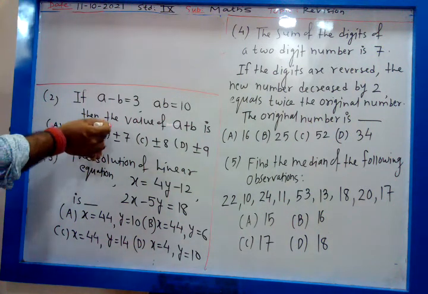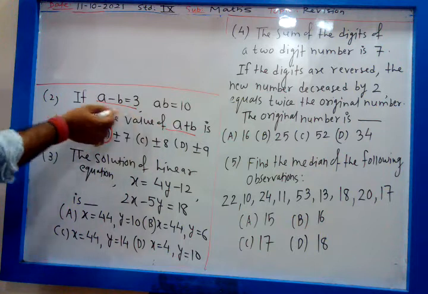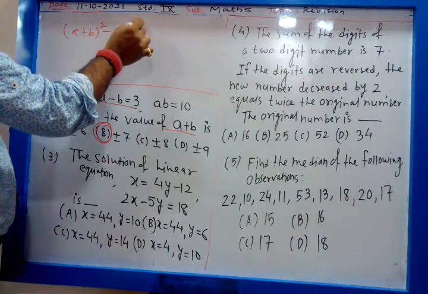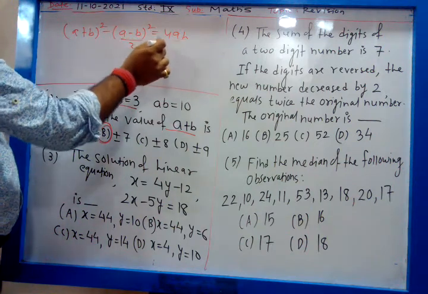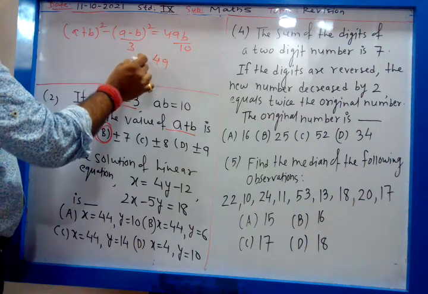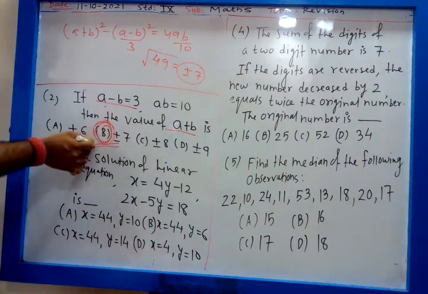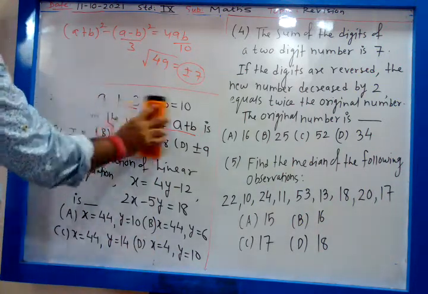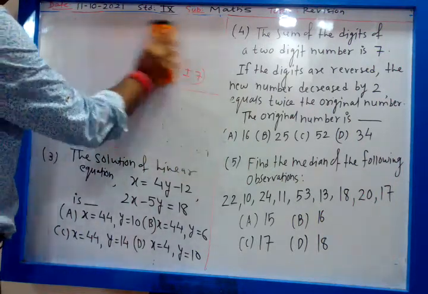Chalo, B means plus minus 7. A minus B is 3. You have to find A plus B. Use the formula: A plus B whole square minus A minus B whole square is equal to 4AB. A minus B is given 3, 3 square is 9. AB is given 10, so 9 plus 40 is 49. Take square root of 49, that will be plus minus 7. So plus minus 7 means option number B. So everybody has given the correct option B.